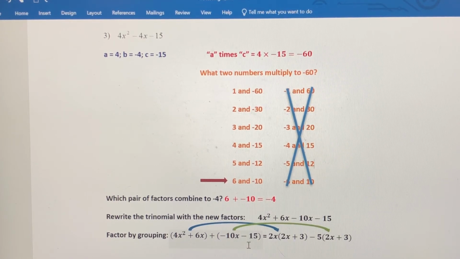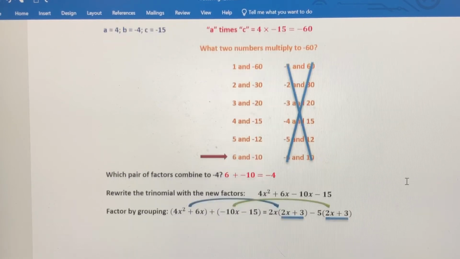Negative 10x and negative 15. We want to take out a negative 5 because we need what's inside parentheses to match 2x plus 3. So I need to take out a negative 5. If you took out a positive 5, you'd get different expressions here, and we don't want to do that, okay? So when we take out a negative 5 here, we're left with 2x plus 3, and that's great because remember, these binomials have to match. If they don't match, then you've made a mistake, okay?